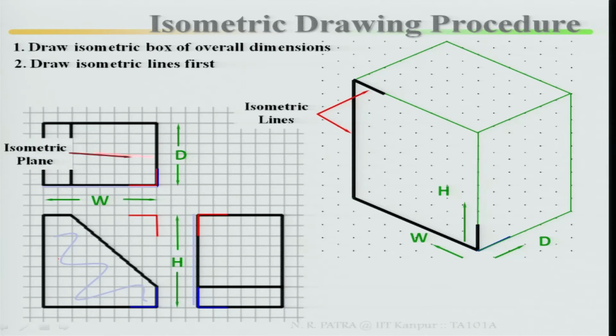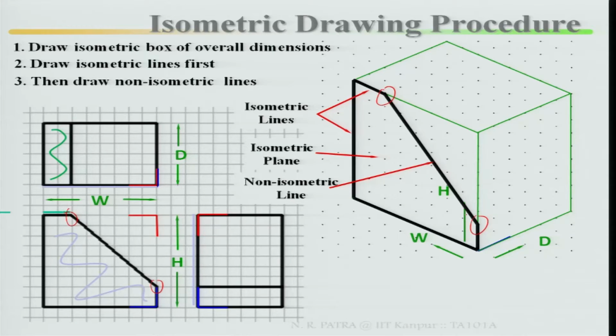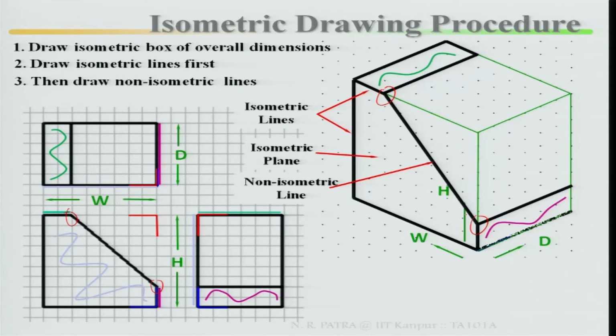Then finish your isometric lines, then isometric planes, then draw non-isometric lines, that means mark the points along the isometric lines. As I said last class, this point and this point have been marked along the isometric lines. Then you can draw non-isometric lines by joining these two points. Then complete the isometric drawing by this process. The slanted face, or slanted surface, is your non-isometric plane.